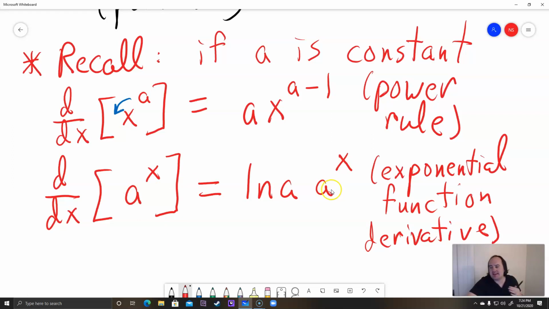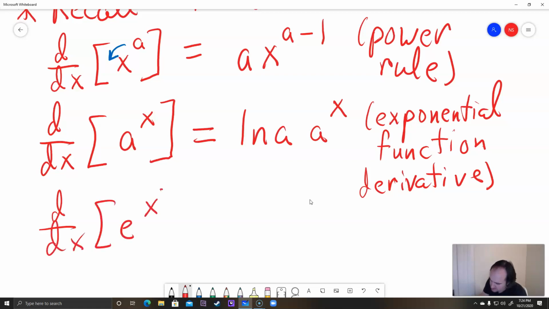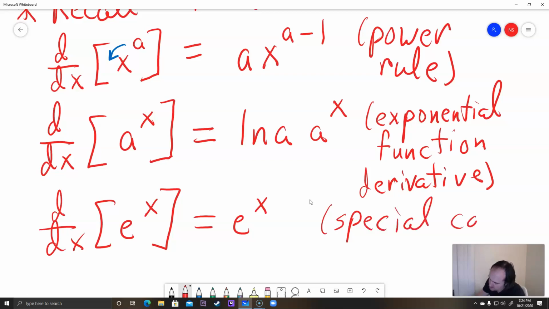And remember, the derivative of e to the x is just e to the x. That's a special function. So the special case is d dx of e to the x is just e to the x. That's the special case. e is called the natural base. Okay? But don't get these two functions confused, the x to the a and the a to the x. It's very easy to confuse them, but you've got to keep them straight in your head. So you look at which one is the constant. If the exponent's the constant, you use the power rule. If the base is a constant, you use the exponential function derivative rule.